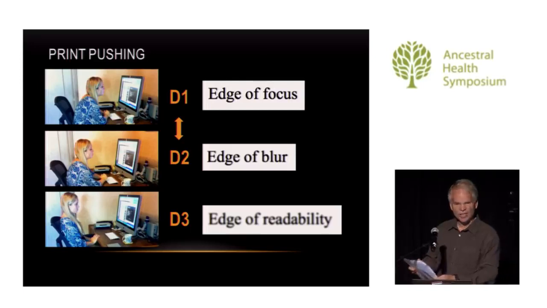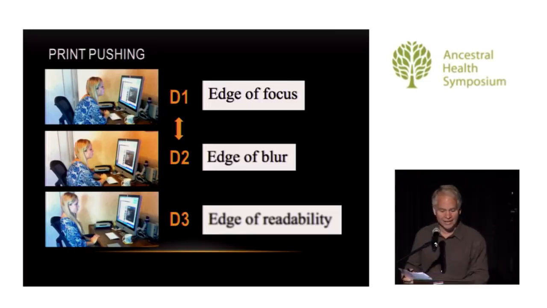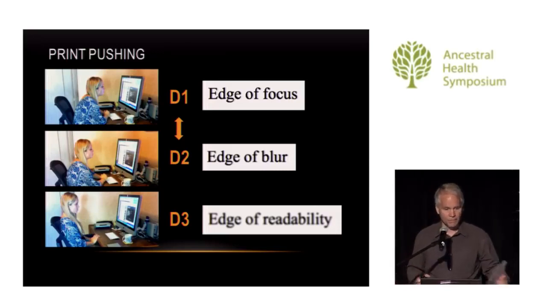Now push it out just a little bit further until it just starts to blur. You can just see that beginning of blur, and that's what I call the edge of blur, and that is D2. Push it back a little further away, and it starts to become indistinct. That's too far. That's the edge of readability. Well, this is analogous to when you go into the gym choosing the proper weight. You want to pick that weight that's putting you right at the edge of discomfort.